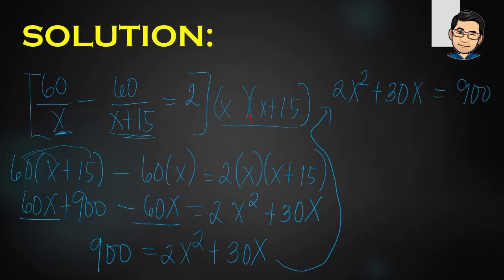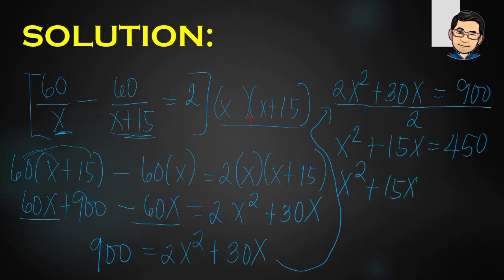And then, pwede nating i-divide yung whole equation by 2. So, para lumiit siya. So, 2x squared divided by 2 is x squared. 30x divided by 2, that is 15x. 900 divided by 2, 450. So, and then, x squared plus 15x. Itong 450, ima-minus natin sa kabila. And then, ima-minus din natin sa left side. So, x squared plus 15x minus 450 equals 0. This is the equation that we are looking for.